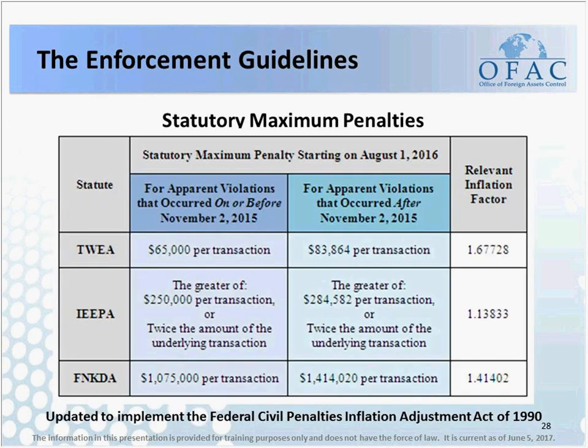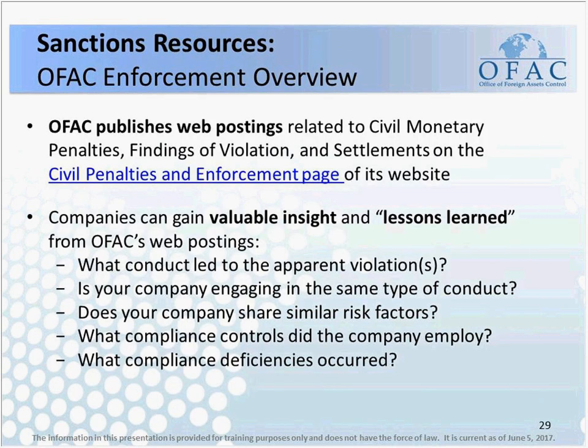Slide 28 discusses our penalty. As of last year, Congress has voted to have it adjusted for inflation, but this gives you an idea for each program: Trading with the Enemy, the IEEPA, or foreign narcotics. The maximum penalty amount as of August 2016 for each transaction, and of course the relevant inflation factor. As you can tell, it gets pretty costly if there is a finding of violation or an assessment of a penalty. Slide 29, the OFAC Enforcement Overview.